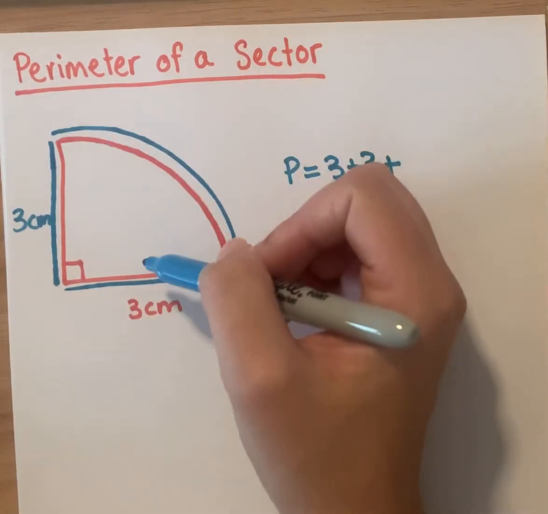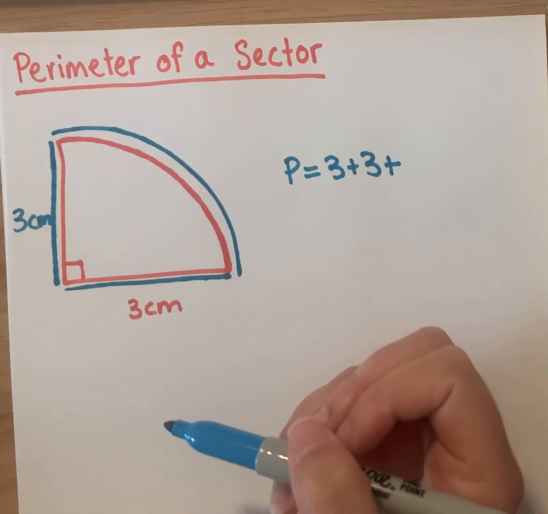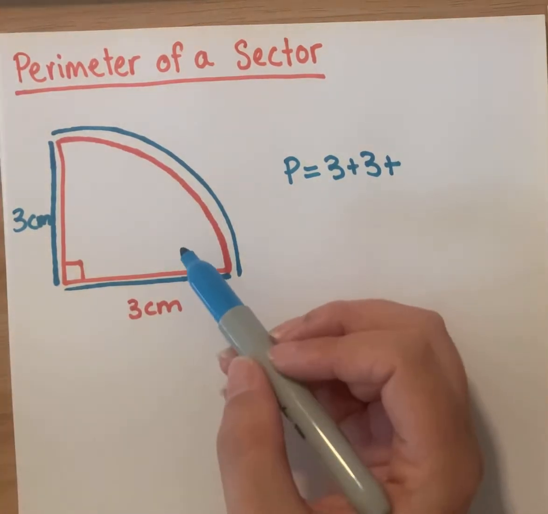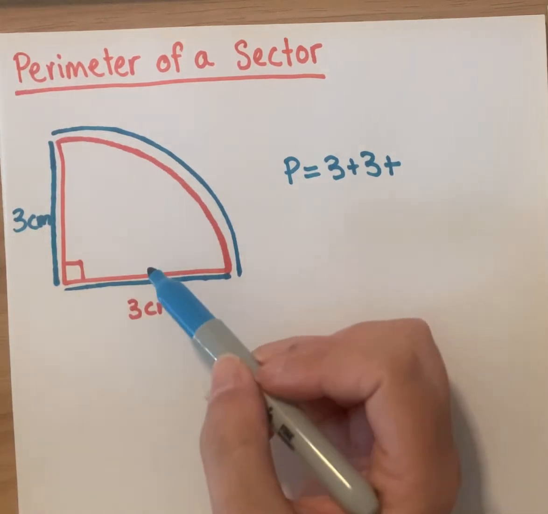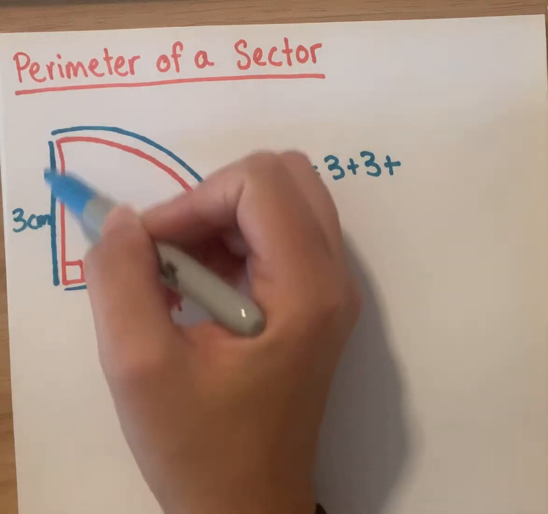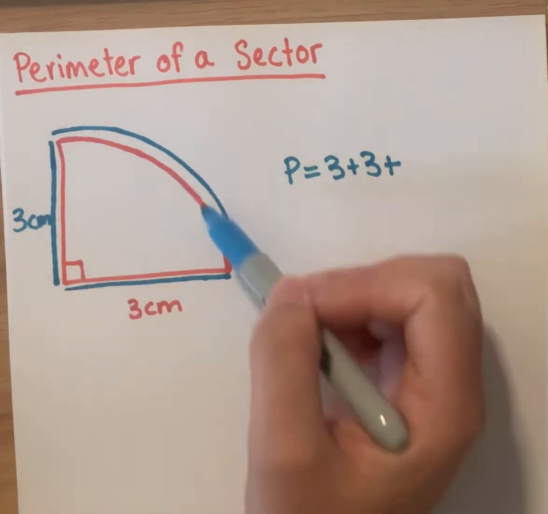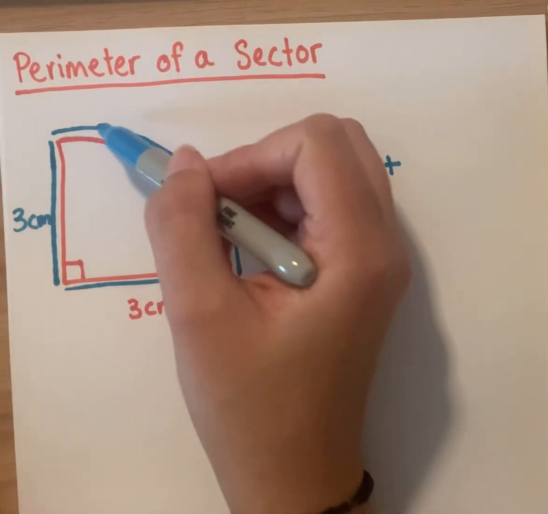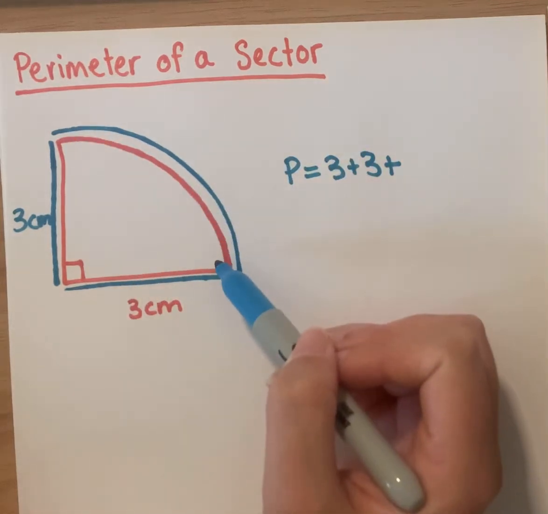So if we can work out what fraction of a circle we've got, then it's actually going to be quite easy. We're just going to use our formula for circumference. So what fraction of a whole circle are we looking at here? Well, I can see that this is just a quarter of a circle, right? We've got a right angle here, which means that this is a quarter of a circle. So I know that my arc length here is going to be a quarter of the circumference.